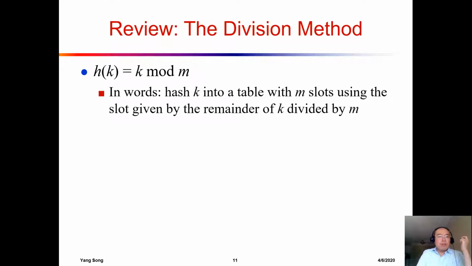So for the division, this is probably the easiest, right? We take a key k, and then we just do k mod m. So why do we mod m? Because m is the number of possible slots in the hash table, right? So we take an integer k and mod m, and we are guaranteed to have a value between 0 and m minus 1.